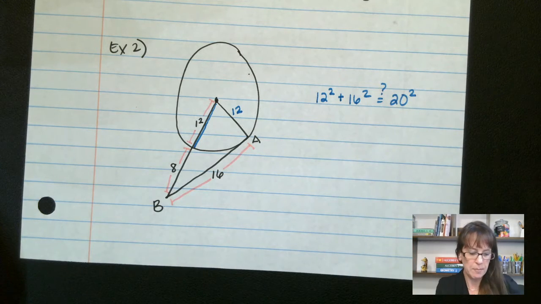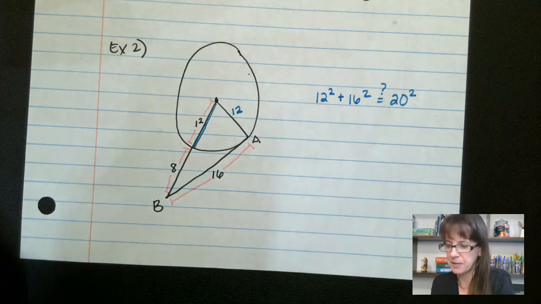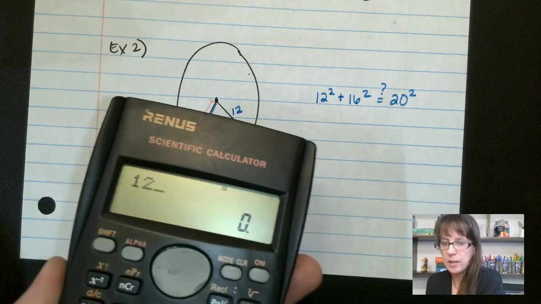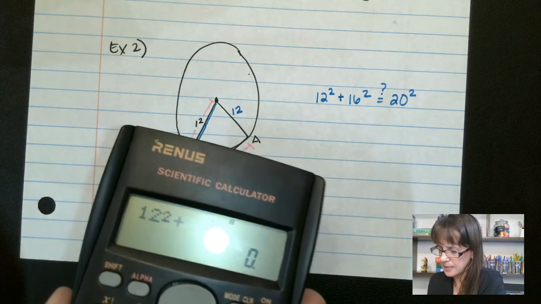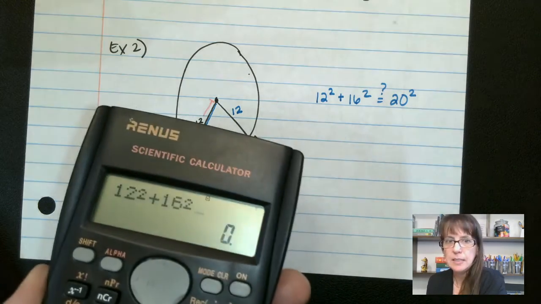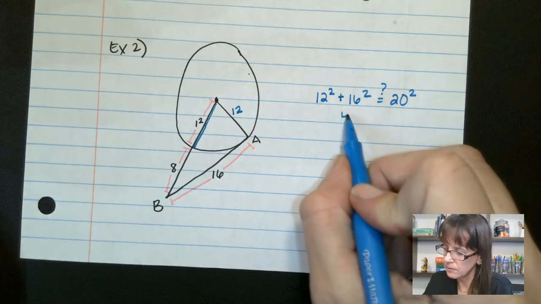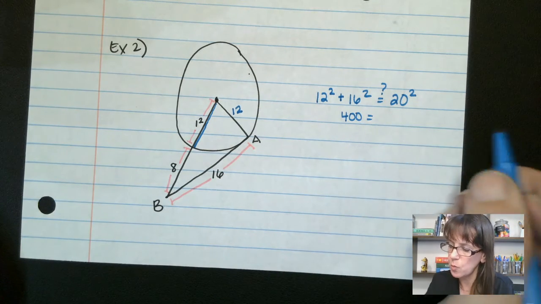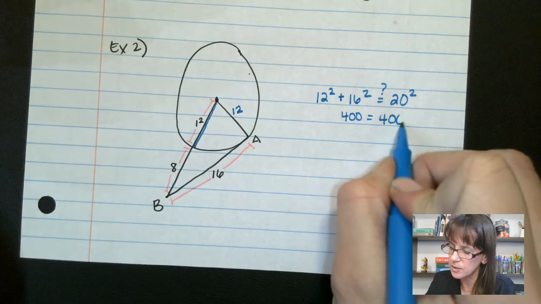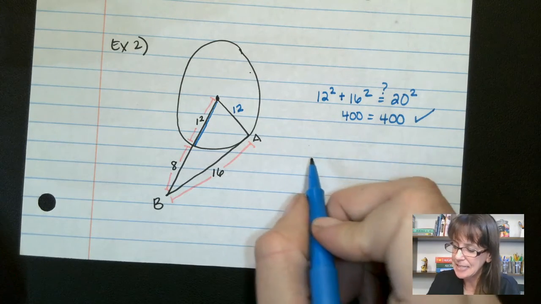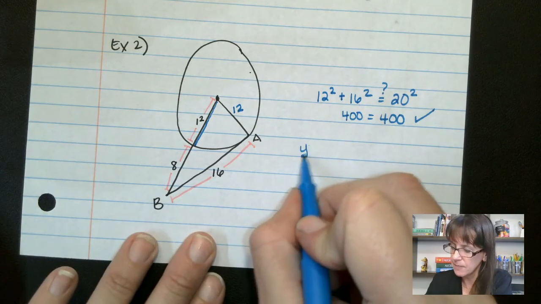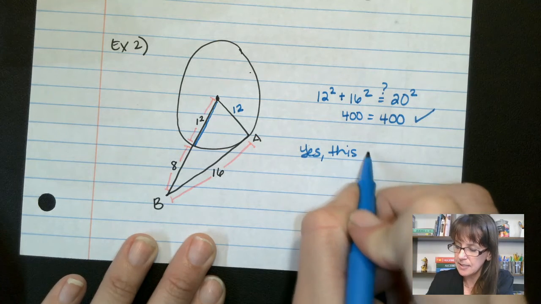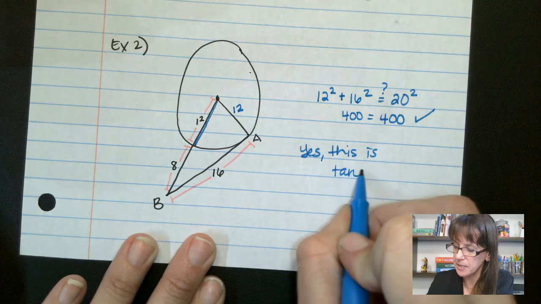All right, so let's try plugging that in. We get 12 squared plus 16 squared gives us 400. 400 equals 20 squared, which is 400. So yes, this is a tangent. Sorry about my terrible handwriting there.